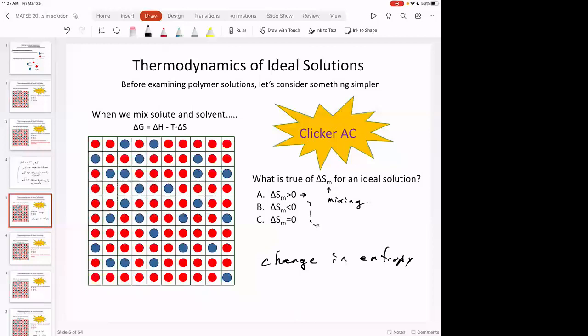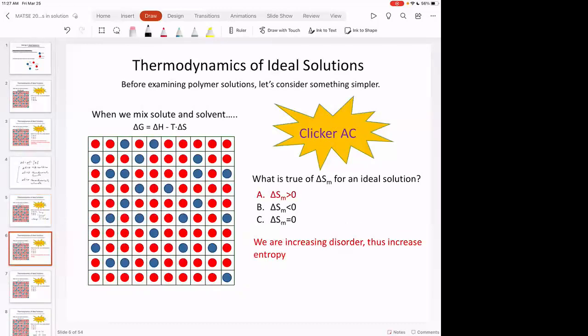Let me put it right here. Increased disorder. And that's true for almost all mixing processes, right? You have nice pure components, and then you mix them together and the disorder increases. All right. Got that.